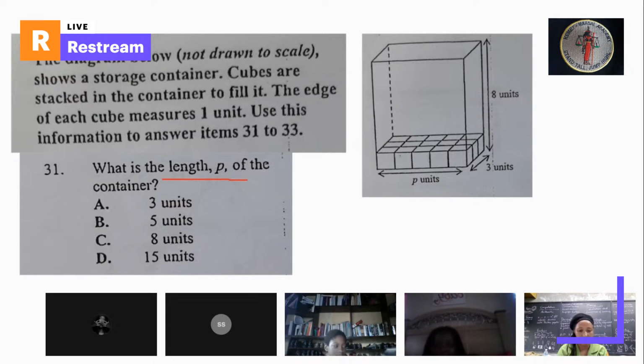I don't know because I don't understand. Okay, so it's asking you for the length, P, right here. And it's telling you that each cube is 1 unit. The edge of each cube is 1, so that's 1 unit, 2 units, 3, 4, 5. It's 5 units. You guys are making it complicated and it's not. I'm just realizing that it's 5.